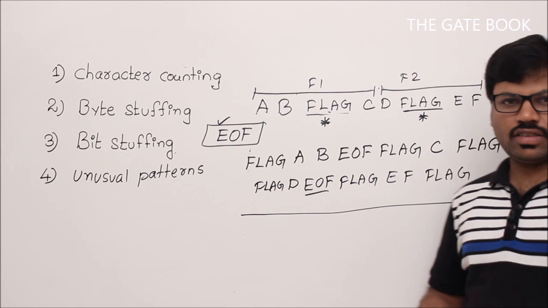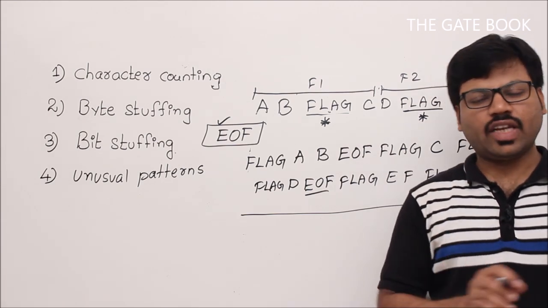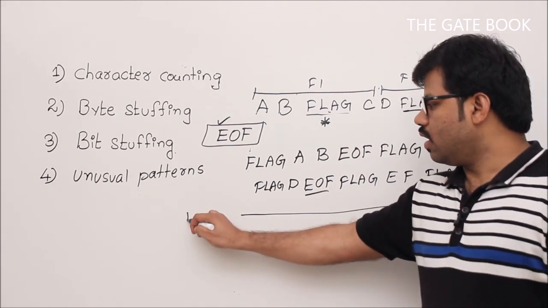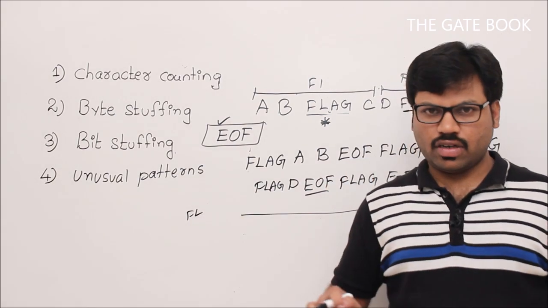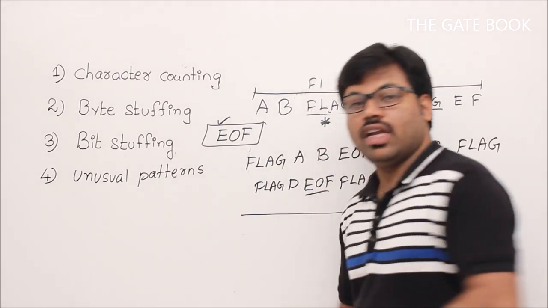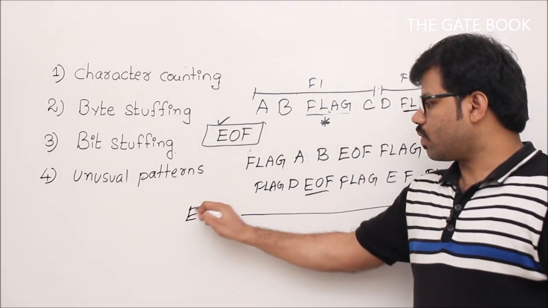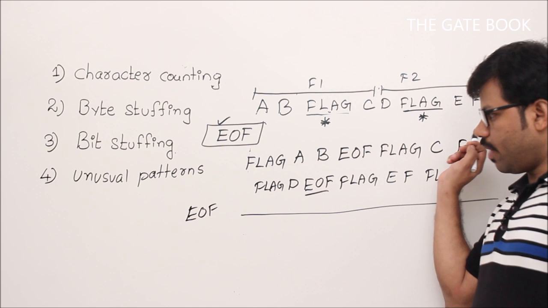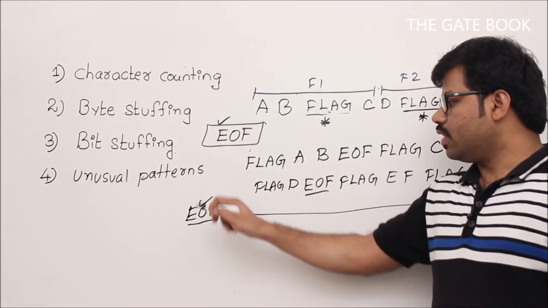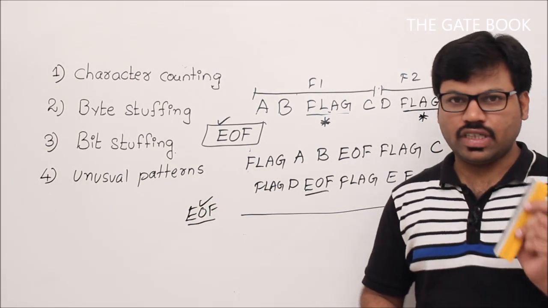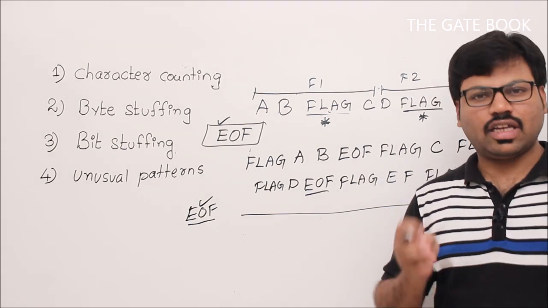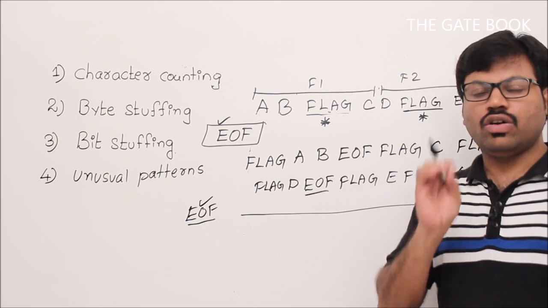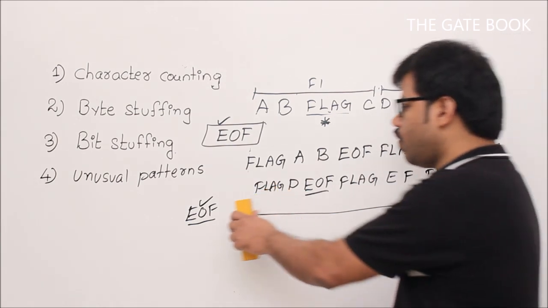From now onwards, it's like this. Whenever you see a flag, that is the start of the frame. After that, if you see a flag again, that is the end of the frame. That is quite normal. But apart from that, whenever you see EOF in the format, then whatever you see immediately after that is not a control character. That means it is not a delimiting thing. It is going to be data. Don't touch it. Understand?